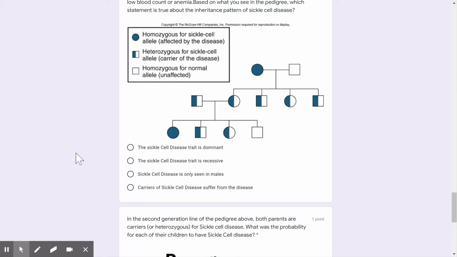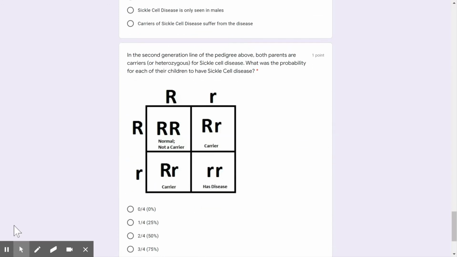So, which statement is true? The sickle cell disease trait is dominant. The sickle cell disease trait is recessive. The sickle cell disease is only seen in males, or carriers of sickle cell disease suffer from the disease.